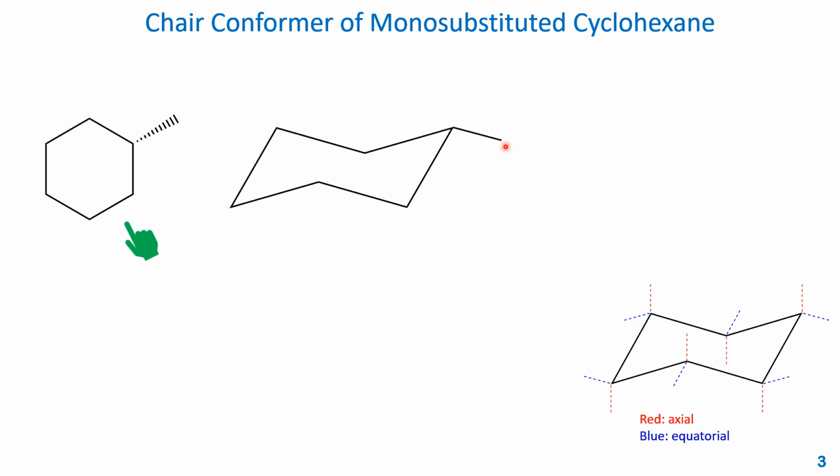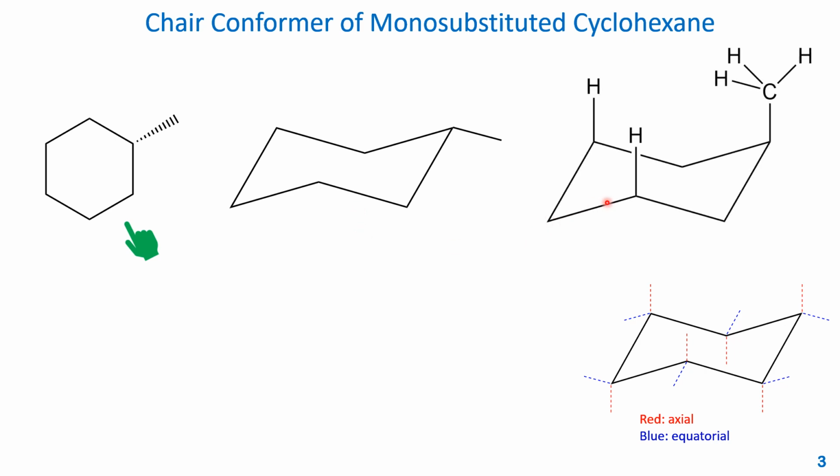Now, equatorial. That's the requirement. Also, based on this 2D structure, it's down, so it's down. This is the top view, and this is the side view. You can also draw the methyl up, but that's not the most stable conformation.